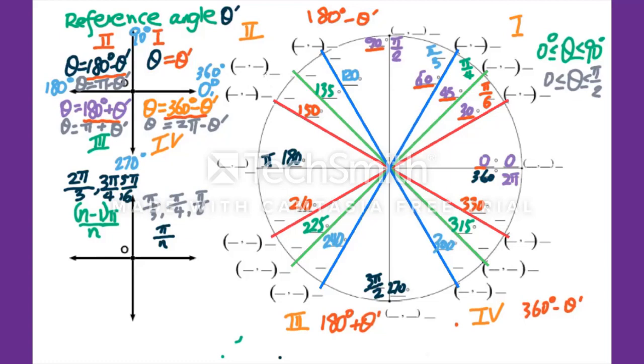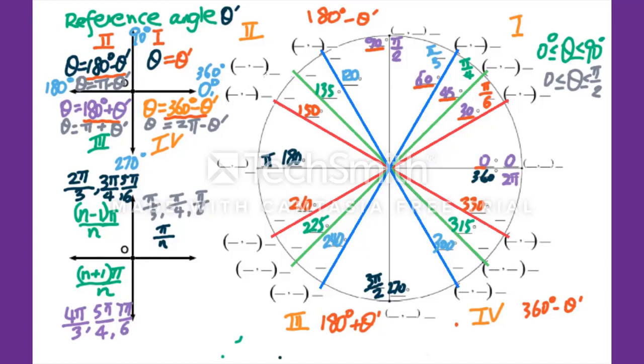For the third quadrant angle, we can write down n plus 1 pi over n. In other words, when n equals 3, then n plus 1 will be 4 pi over 3. When n equals 4, you will get 5 pi over 4. If n equals 6, you will get 7 pi over 6.